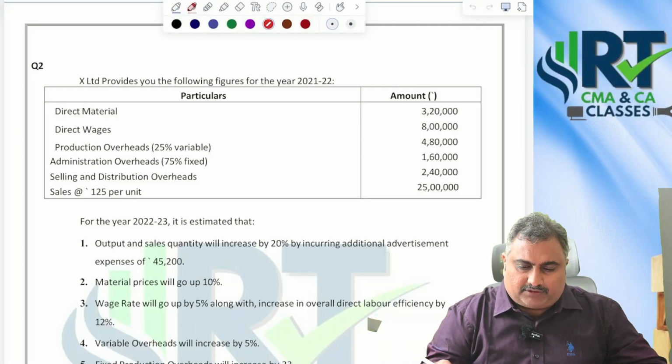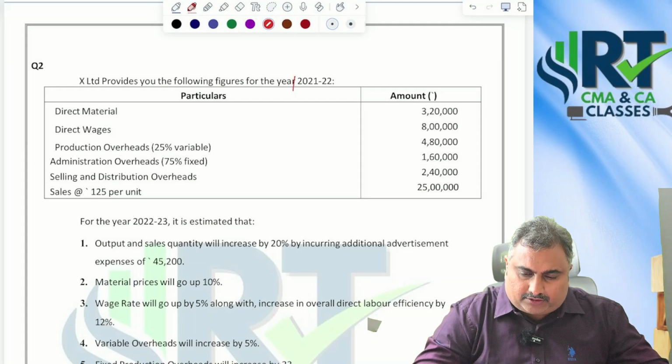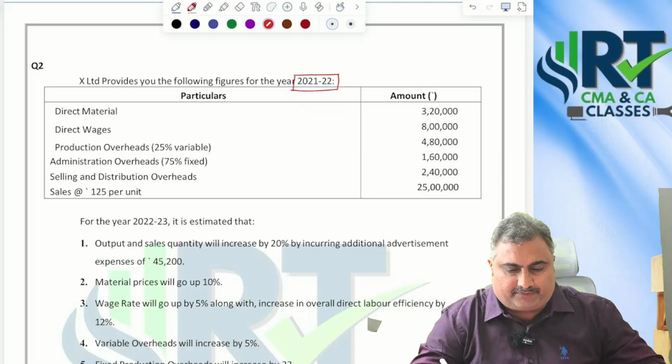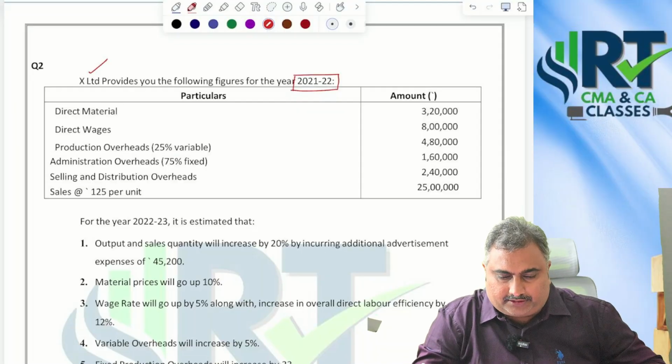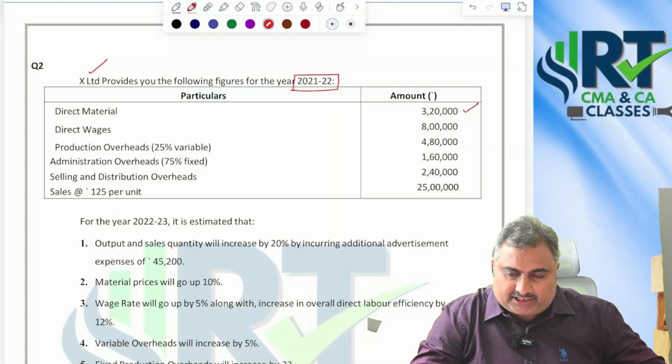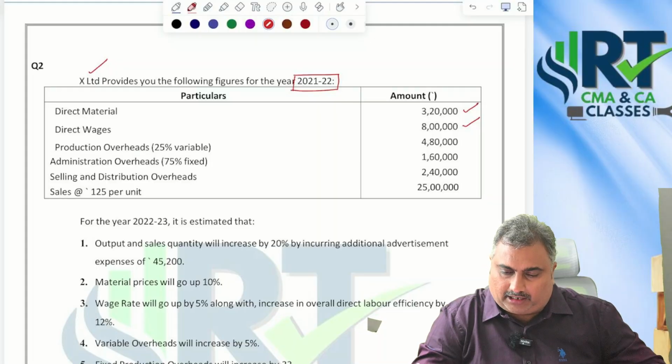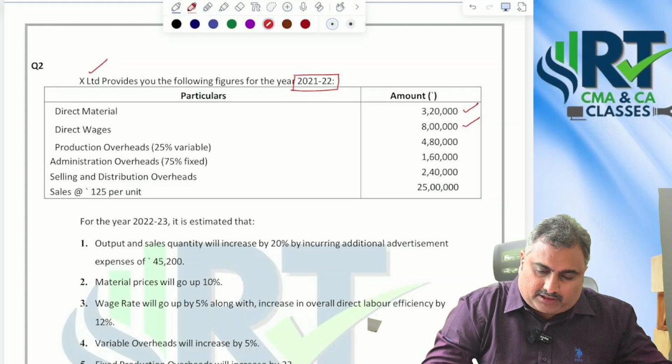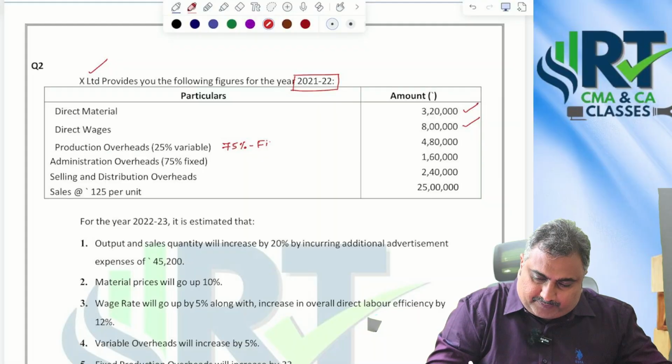So, what is our direct material cost for the year 2021? They are providing information for X Limited. What is the direct material given? 3,20,000. What is the direct wages given in the question? 8 lakhs. What are the production overheads? 25% variable. That means 75% will be fixed. Correct?